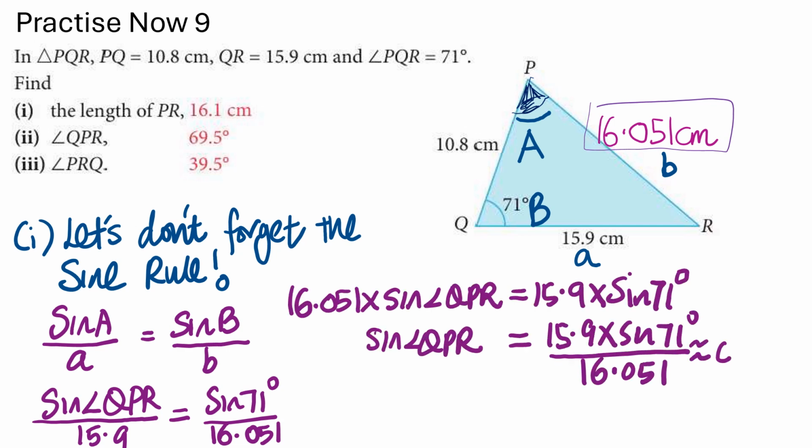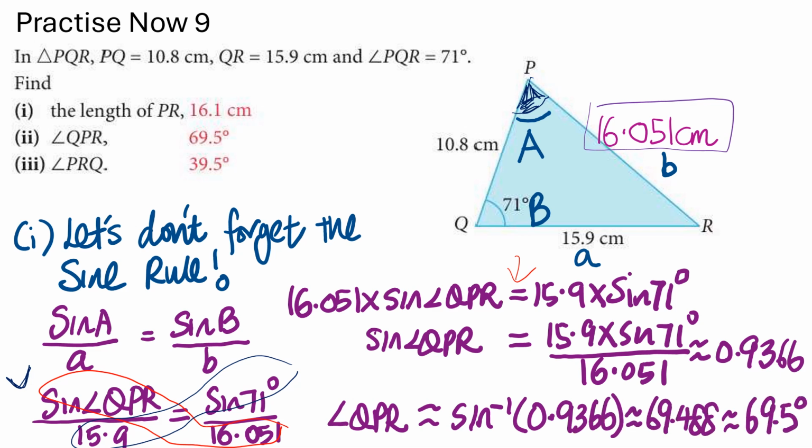We just take this times this, and the equal sign is always in the middle. We always go in this direction first, the direction where the unknown is, so your unknown is angle QPR. You start off with the unknown. So the unknown times 16.051 gives you the other one, and then you divide both sides by 16.051. You will get 0.9366, and then you sine inverse it.